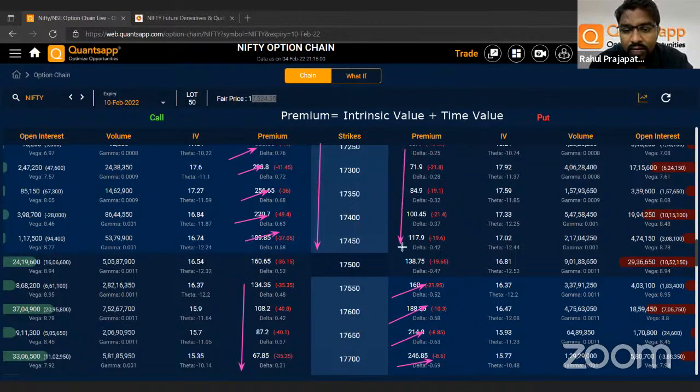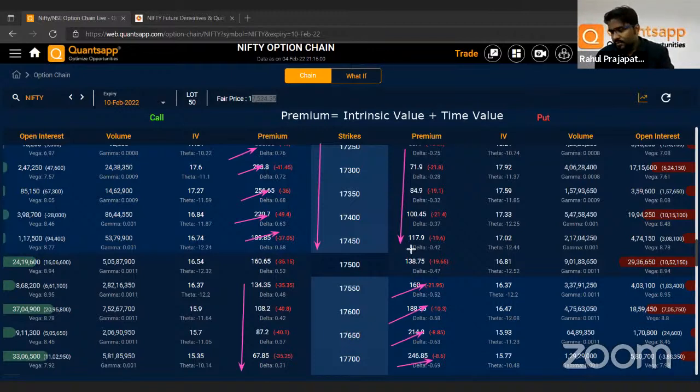If they have only time value, that means they are out of the money options, because they are working on the hope that the market will reach that level. If the market is not able to reach it, the time value decreases to 0. That is the concept behind it, right? So these out of the money options will become 0. A lot of people say that almost 50% of the options always expire out of the money.